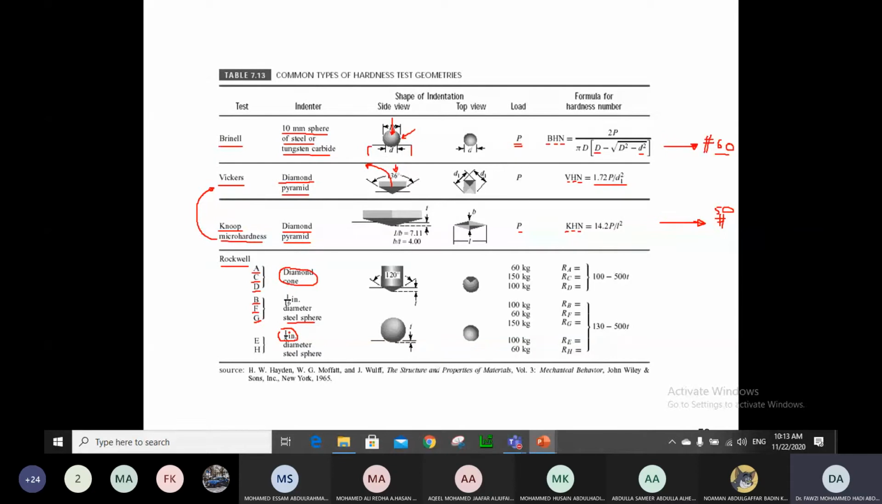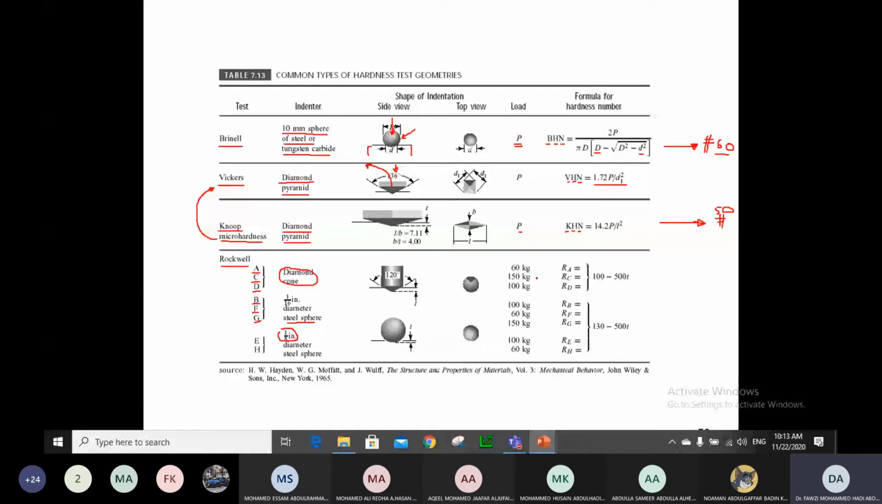This is enough to say that not only can you not compare the Rockwell to the other hardness tests that you could do, even within the Rockwell, you cannot compare a test using this scale to a test using these, because you need to have the same scale. You see the indenter is different, therefore you will be expecting differences in the measurement. The shape of the indenters are different, the dimensions of the indenters are also different. Not only that, but also the load, as you can see.